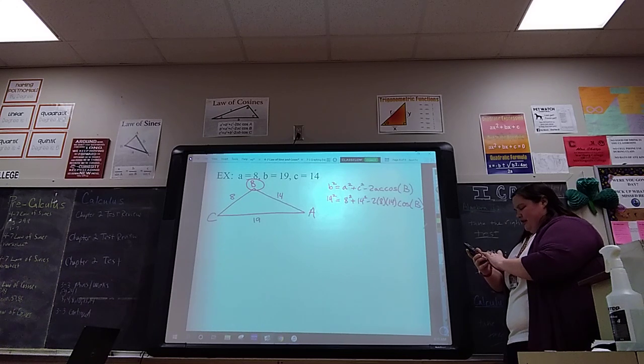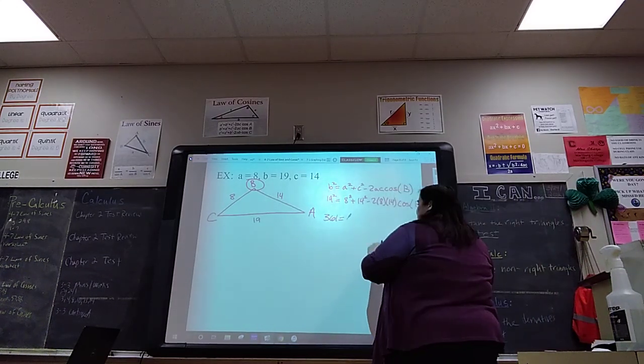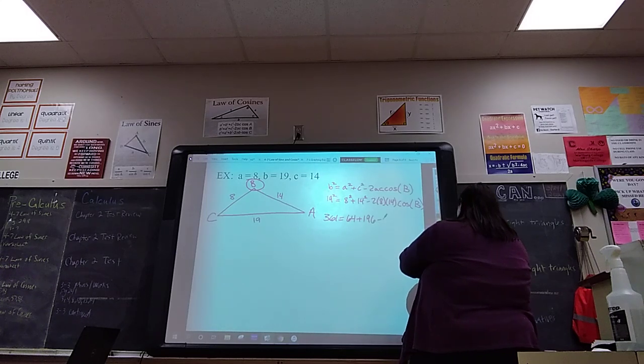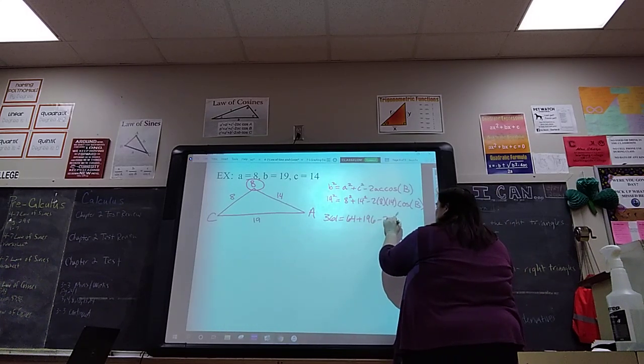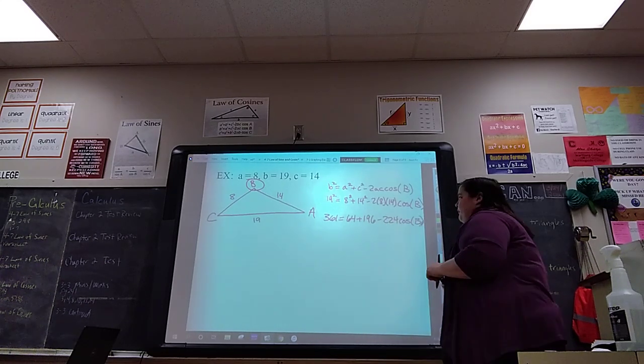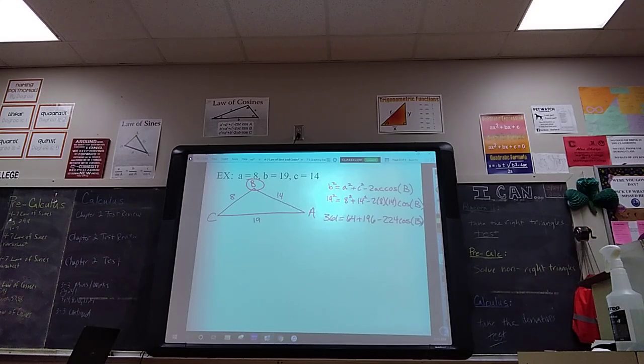So 19 squared is 361. 8 squared is 64. 14 squared is 196. And then we got 2 times 8 times 14. Like I said, I just do a little bit of cleanup before I start moving stuff around, because then you get rid of the squares, and then you don't have all that individual multiplication in front of cosine.